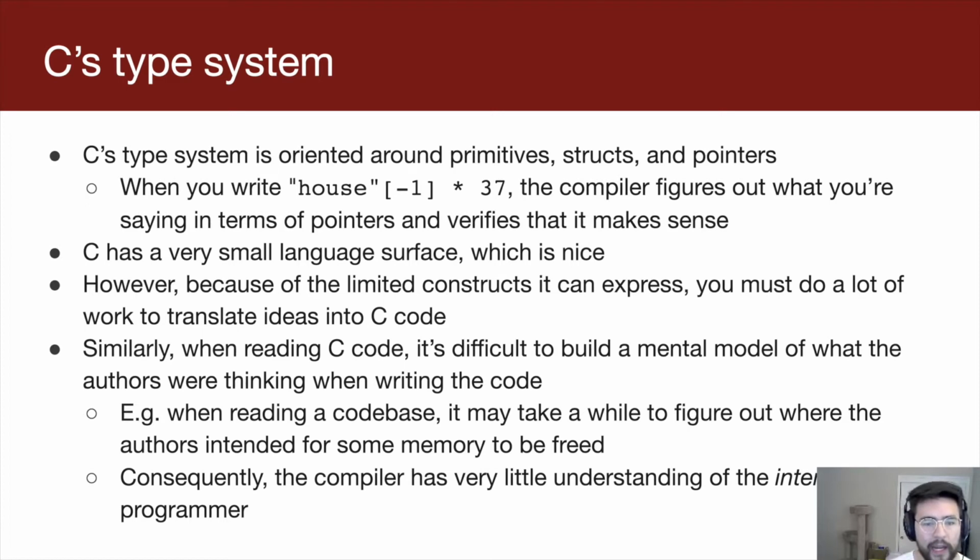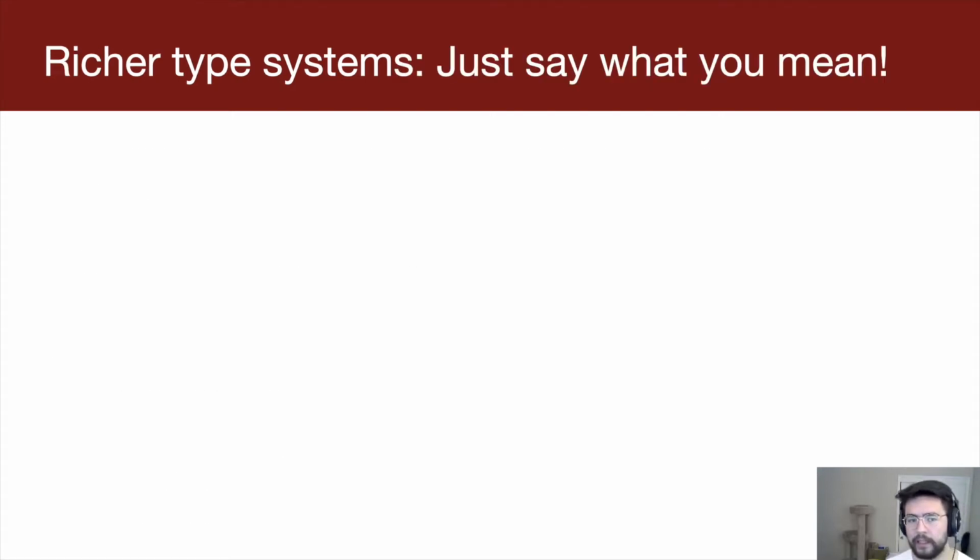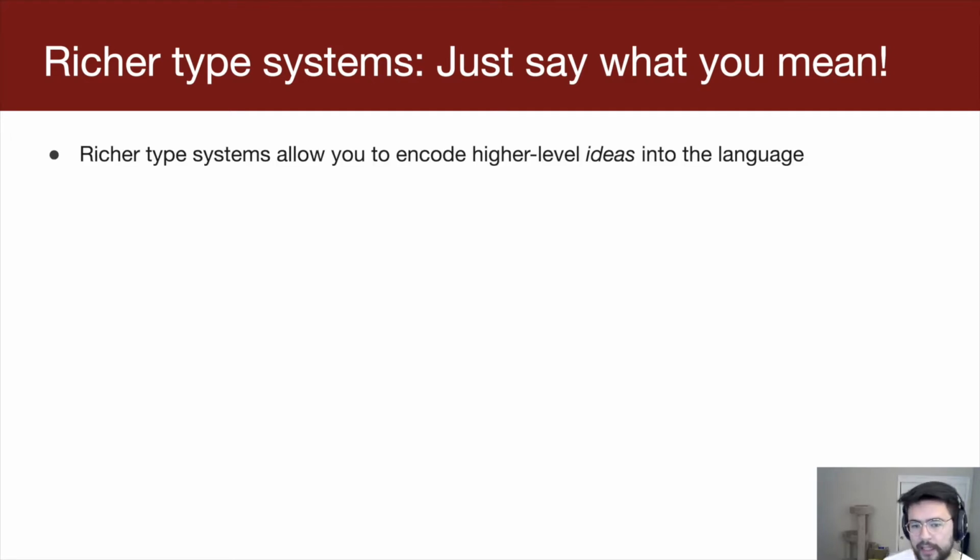So if you have access to a richer type system that allows you to express higher level ideas, then you should just say what you mean in the code at a high level, let the compiler compile that down to something that runs at a machine level, but in the code, just say what you're talking about, and you can encode these ideas into the language.